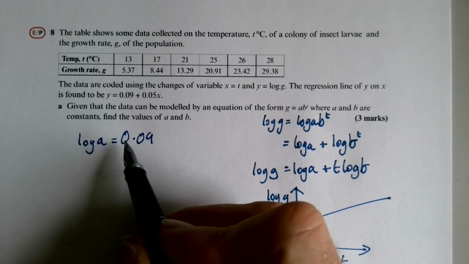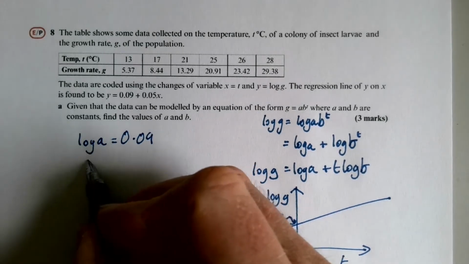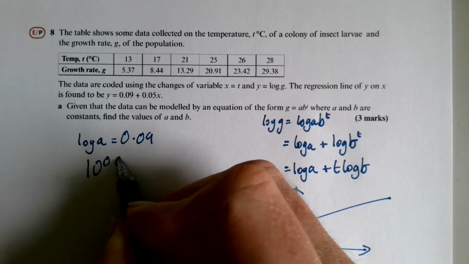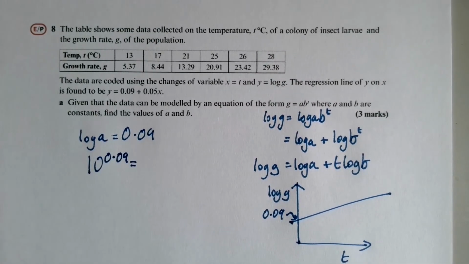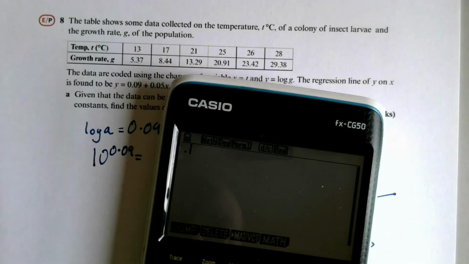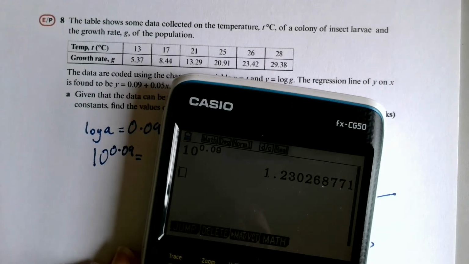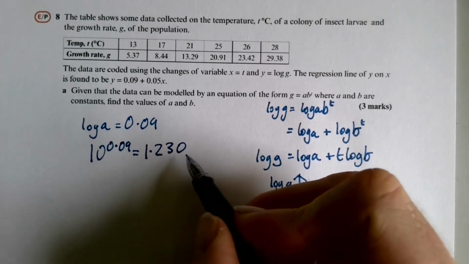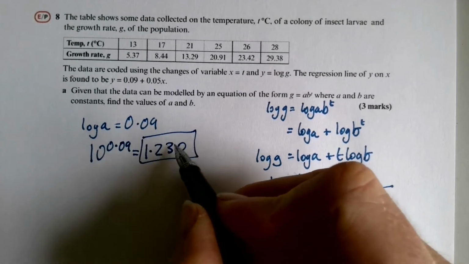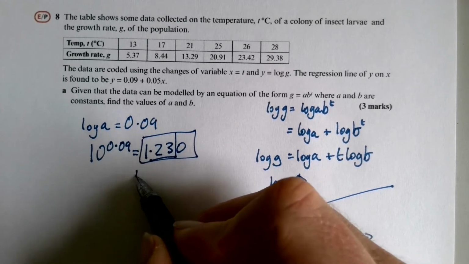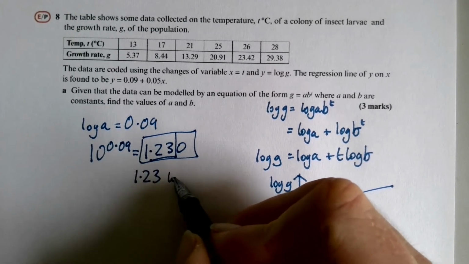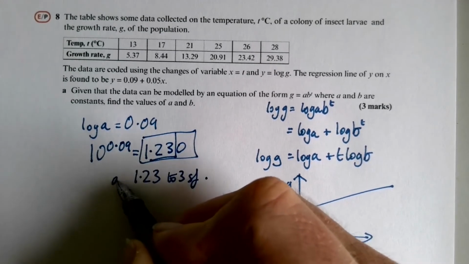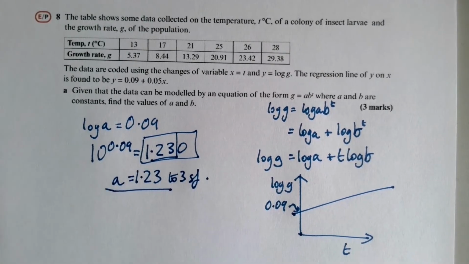basic log there is log with a little 10 down there, isn't it? So we're saying 10 to the power 0.09 is a. Get out the calculator, and 10 to the power 0.09 equals 1.230. So to three significant figures, I always insist on writing down the first four things like that, and then I want those three digits, don't I? So 1.23 to three significant figures is a.